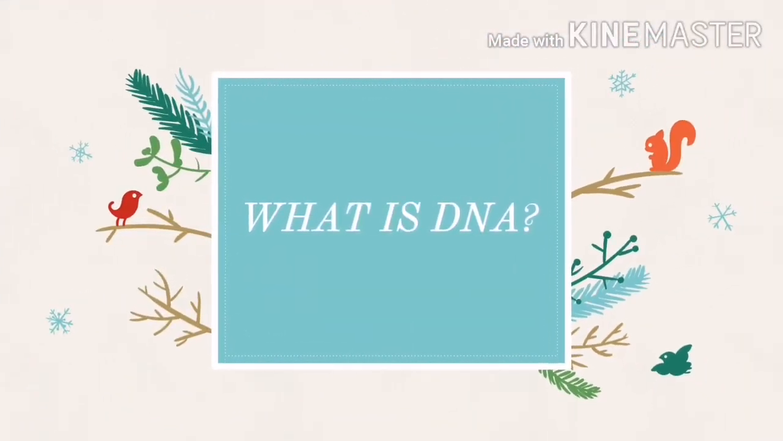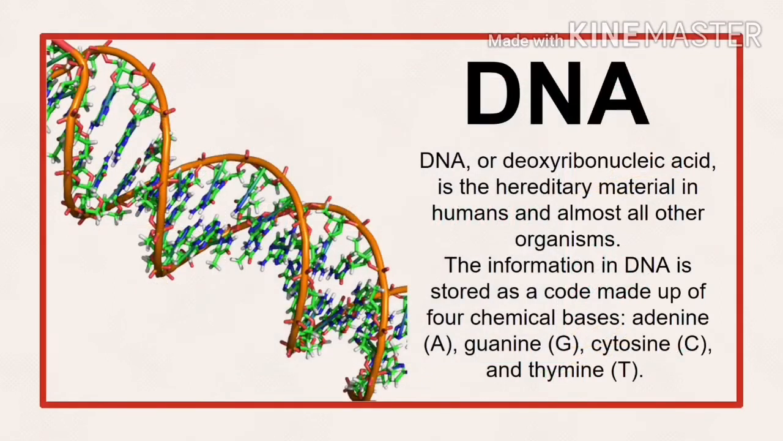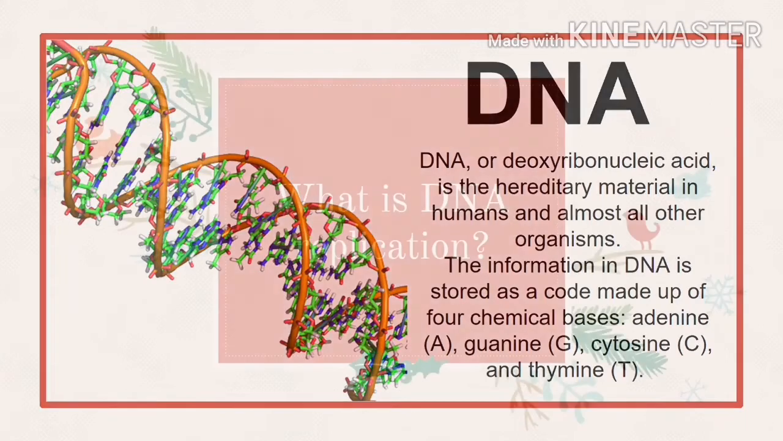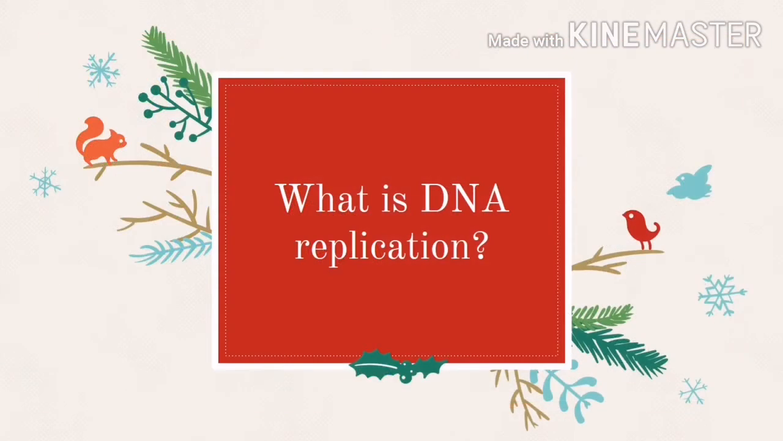What is DNA? DNA, or deoxyribonucleic acid, is the hereditary material in humans and all other organisms. The information in DNA is stored as a code made up of four chemical bases: A, G, C, T. A stands for adenine, G stands for guanine, C stands for cytosine, and T for thymine. The first process of the central dogma is DNA replication.